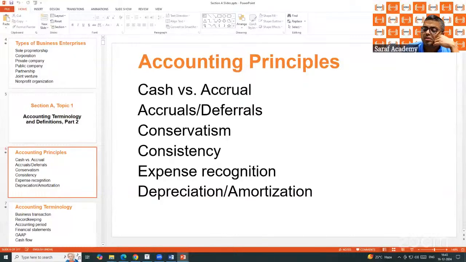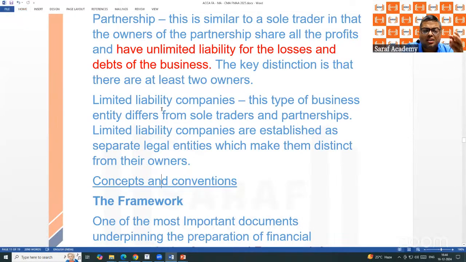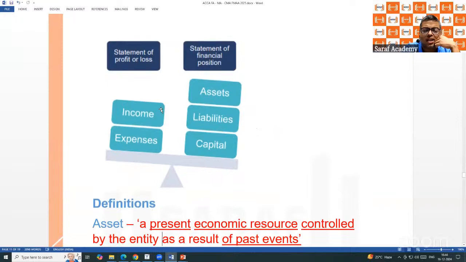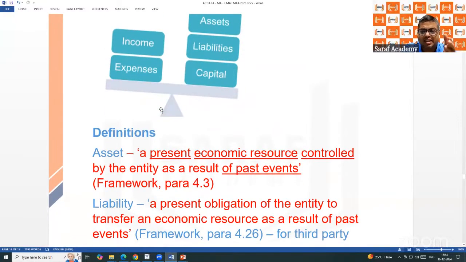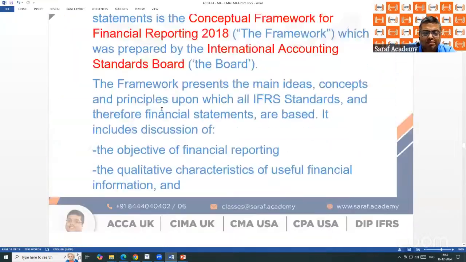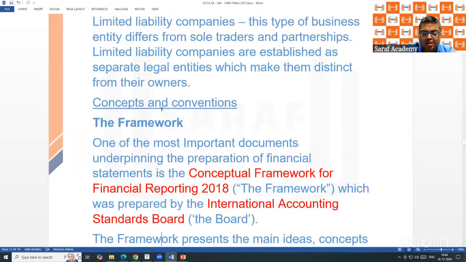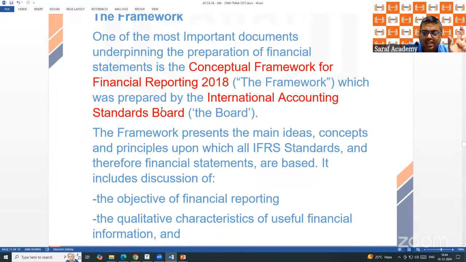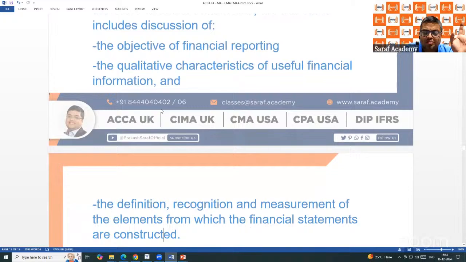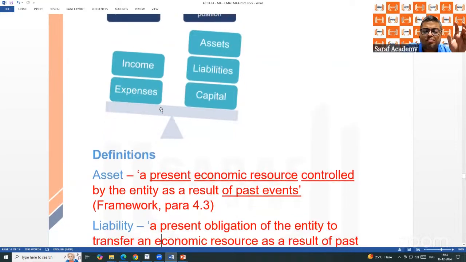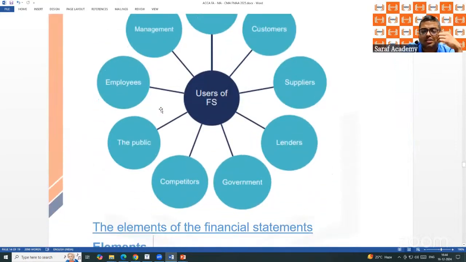Now, if you go here in my notes, after that I have written concepts, conventions, the framework, the objective of financial statements. Then I have written assets, liability, income, expense, and some concepts also. I am skipping this conceptual framework for the time being. In conceptual framework, objective I am not doing, qualitative characteristics I am not doing. Definition, recognition, and measurement, I am straight away going into components, elements of financial statements.